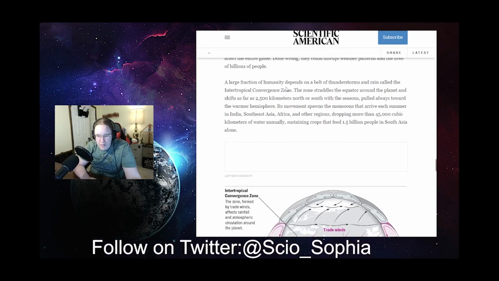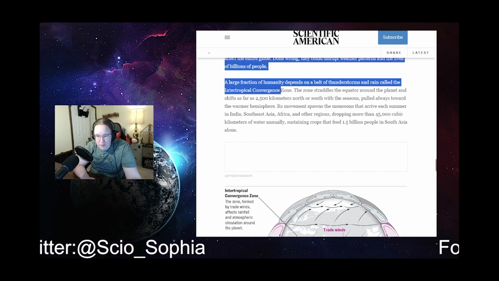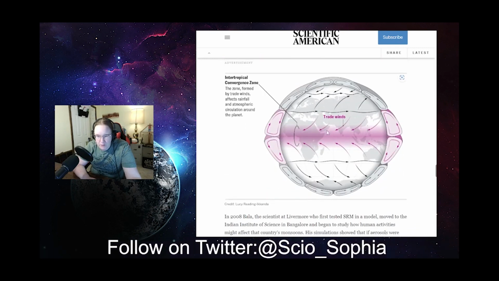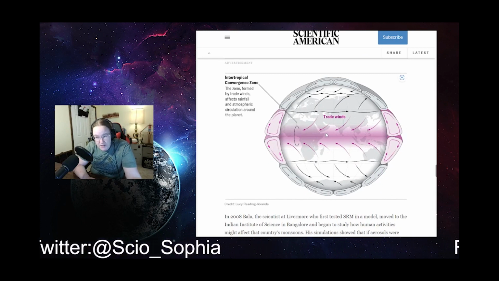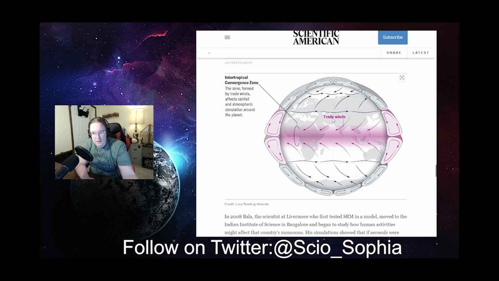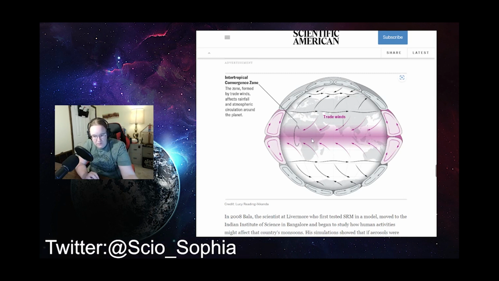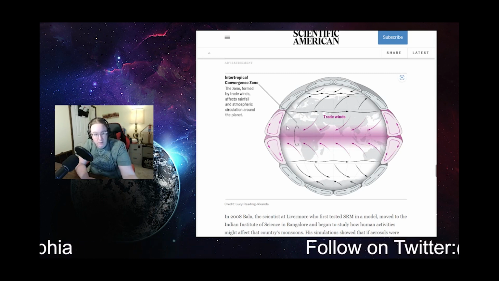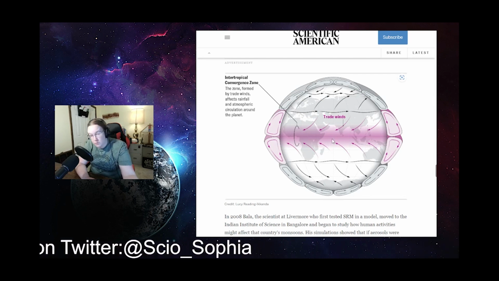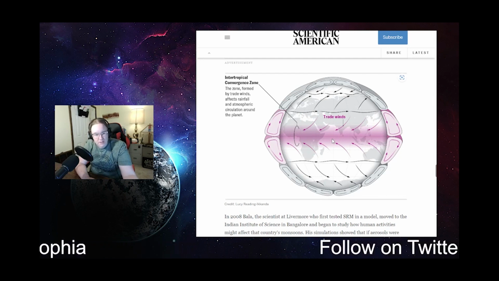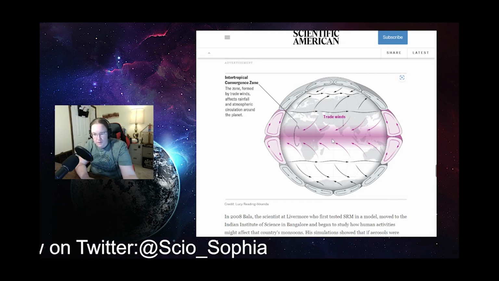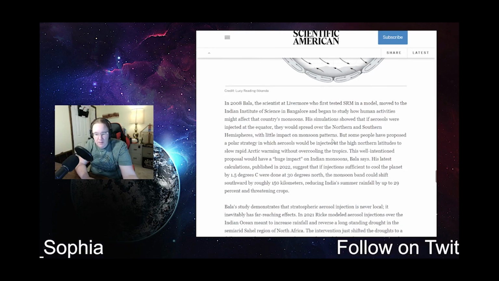A large fraction of humanity depends upon a belt of thunderstorms and rain called the Intertropical Convergence Zone. Right in here is where those particular trade winds come in, and it doesn't stay in exactly the same place. It goes up and wiggles down depending upon the season, because seasonality does have a big effect on it. But one of the reasons you get so concerned about stratospheric injection of aerosols is potentially interrupting something like that. Why? Because the Intertropical Convergence Zone does have a lot to do with monsoons. And monsoons are a primary source of water in seasonal cycles for many different parts of the world needed to grow food. So, again, do you really want to mess with it?